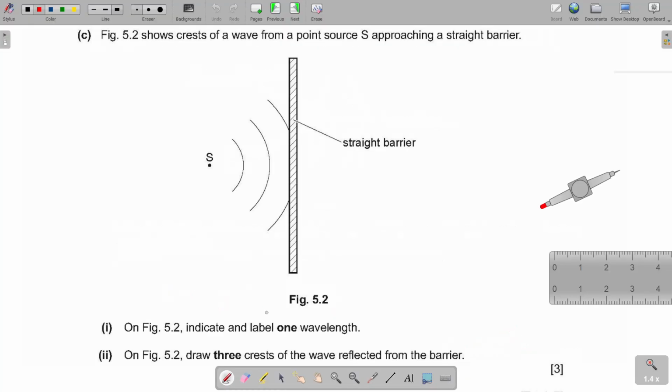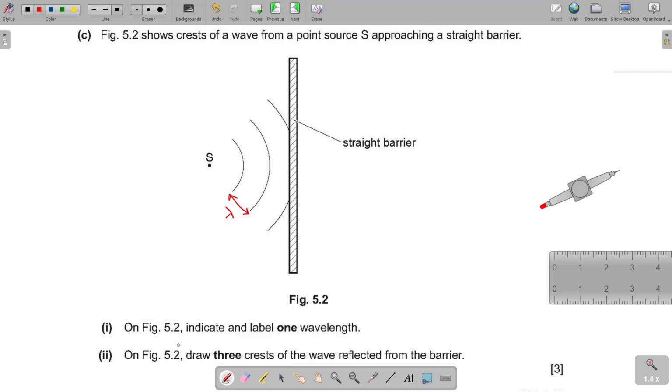Part C says figure 5.2 shows crests of a wave from a point source S approaching a straight barrier. On figure 5.2 indicate and label one wavelength. So that would be the distance between two wavefronts. So this is one wavelength. We can write the symbol lambda for wavelength.